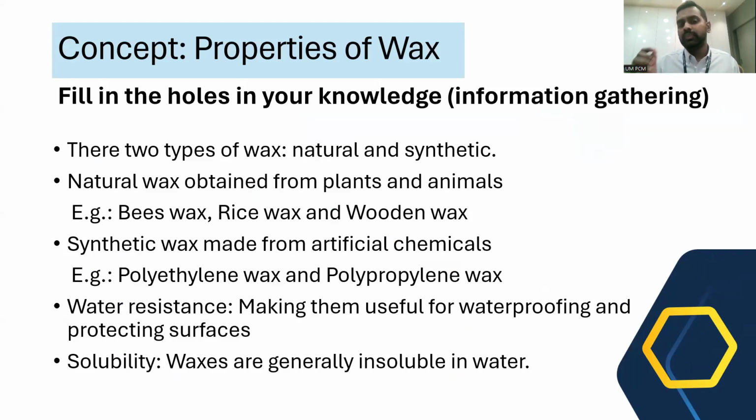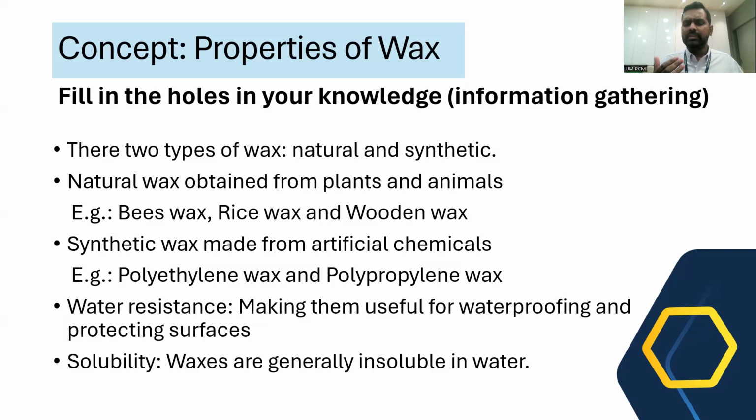There are two types of wax, natural and synthetic wax. Natural wax is obtained from plants and animals. Examples of natural wax are beeswax, rice wax, and wooden wax. Synthetic wax is made up of artificial chemicals, such as polyethylene wax and polypropylene wax. These are synthetic, man-made waxes.